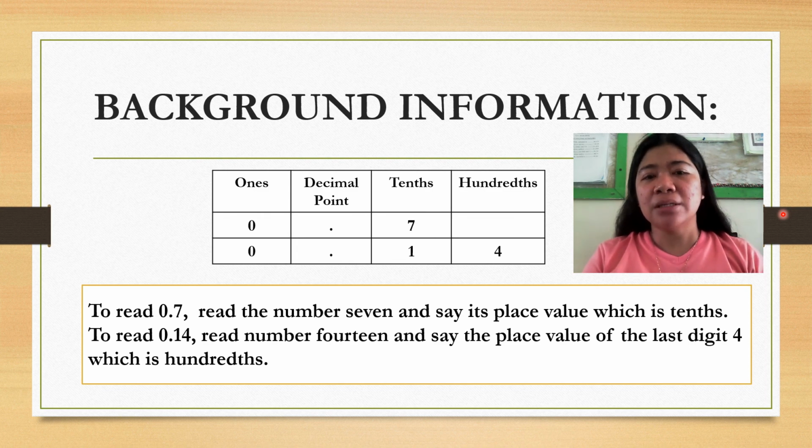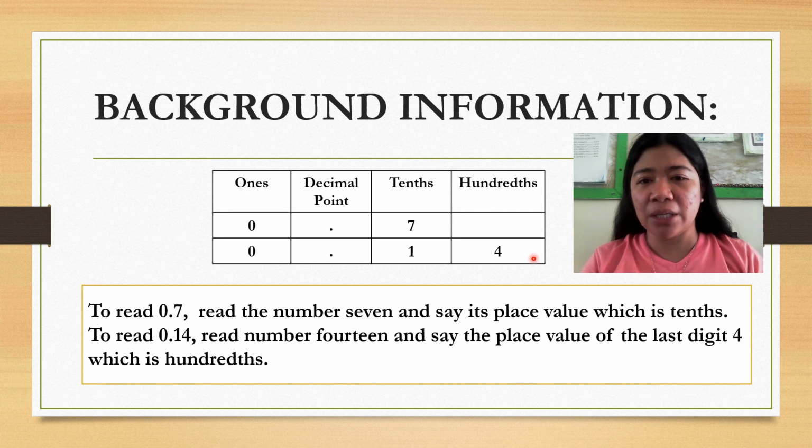To read 0.7 in the correct way, you read the number 7. So this is 7. And then say its place value, which is tenths. So 7 tenths. To read 0.14, read the number 14. So this one, 14. And say the place value of the last digit, which is hundredths. That is why it is read as 14 hundredths.